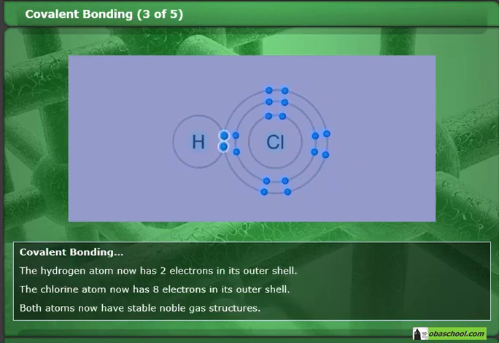The hydrogen atom now has 2 electrons in its outer shell. The chlorine atom now has 8 electrons in its outer shell. Both atoms now have stable noble gas structures.